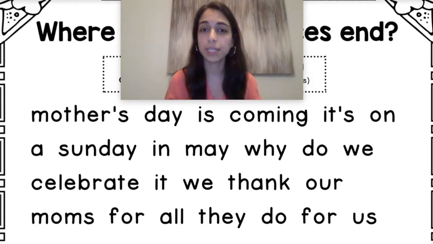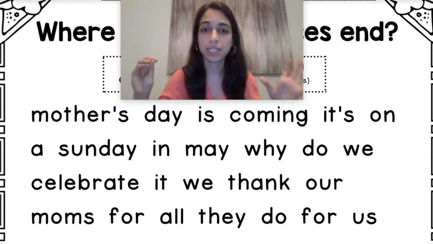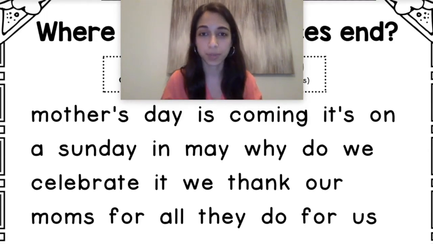And we know a complete sentence has a subject. That means it tells us who or what is doing an action, and it has a predicate. It's telling us what the subject is doing or what the subject is. So we need both the subject and predicate for it to be a complete sentence, and that is when you put a punctuation at the end.